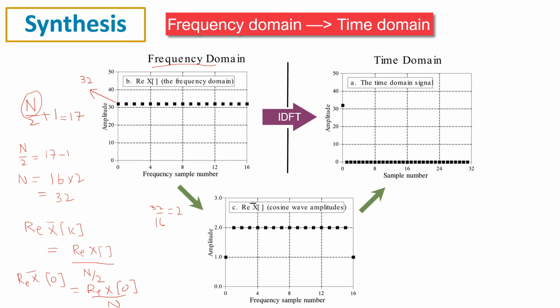So the first and last point will be divided by how much? 32, because this is the point here. This point will be divided by 32 and the rest of these points will be divided by 16, and this one will also be divided by 32. So 32 divided by 32 is 1. After that we multiply it with our basis functions and we get the time domain signal.